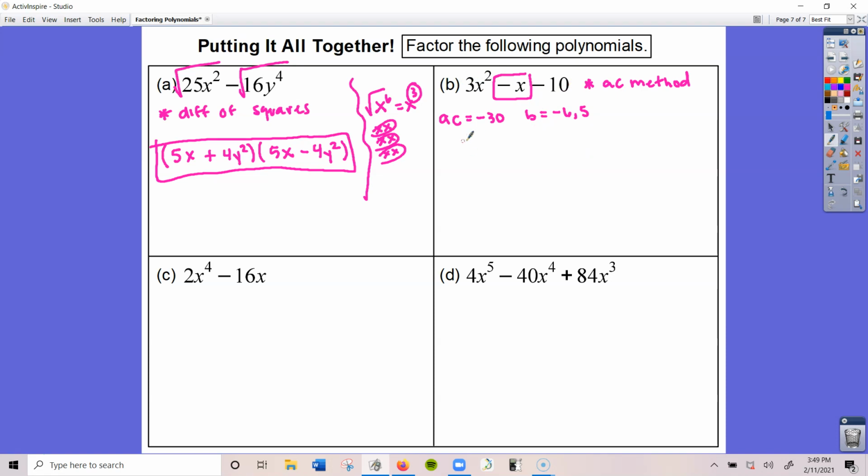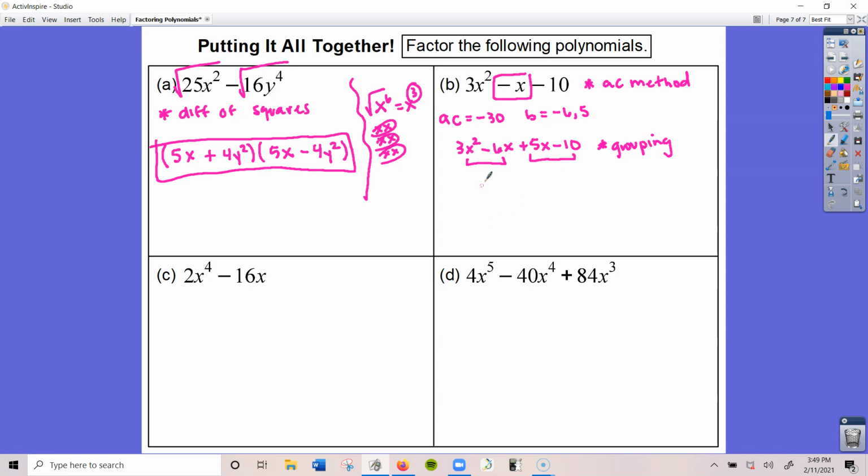Remember, these numbers represent b. So we're going to rewrite this quadratic, but instead of negative x, I'm going to use these two numbers: minus 6x plus 5x, and then the minus 10. And now we have 4 terms, so at this point we're going to factor by grouping. That's how you can recognize these different factoring techniques. Quadratic with a number in front, AC method. 4 terms, grouping.